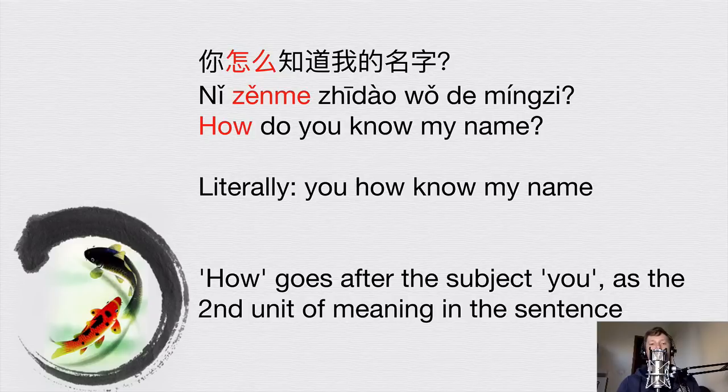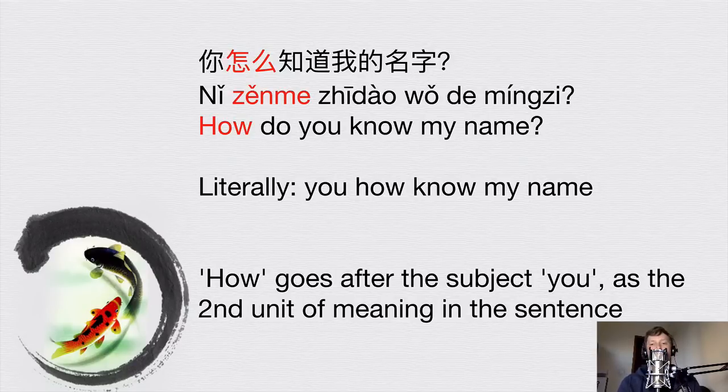怎么? So here's an example. 你怎么知道我的名字? This means, how do you know my name? So, literally, the word order in this sentence is like this. 你 you, 怎么 how, 知道 know, 我的 my, 名字 name. So you how know my name means how do you know my name?